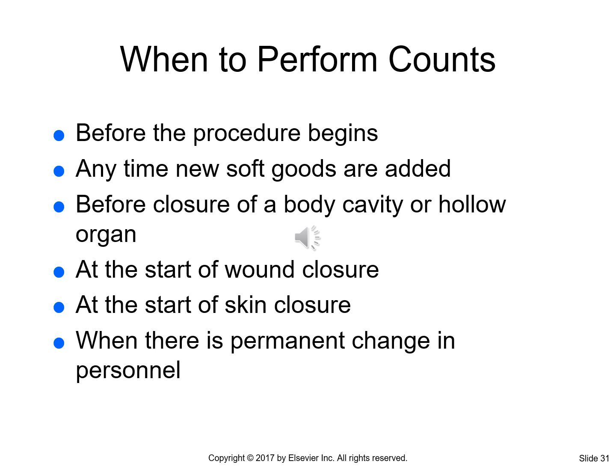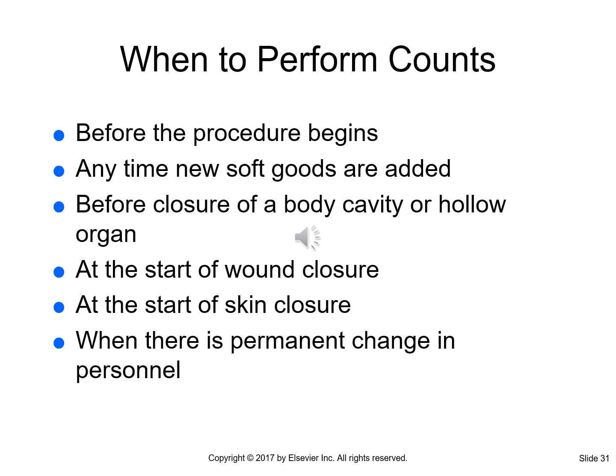Anytime new soft goods are added, so let's say you've saturated 10 lap sponges and you want to add another pack of 5. Well, as you add it, you count them. So they have to be added to the count. Before closure of a body cavity or a hollow organ. So the hollow organ, the one that we really make sure we have an extra count on, is the uterus. So during a C-section, when we close up the uterus, we'll do an additional count because we're closing up a hollow organ.